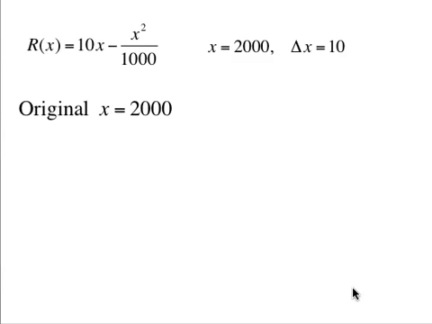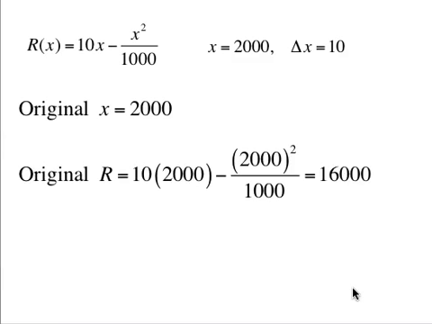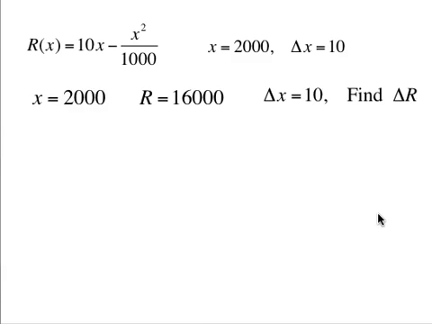So here's what we start with. Our original x is 2,000. Our original r requires me to plug 2,000 into this function. 10 times 2,000 minus 2,000 squared over 1,000. So my original r is 16,000. So I have my original x, I have my change in x, I have original r. I'm going to need my change in r to get my approximation for the revenue when x is 2,010.